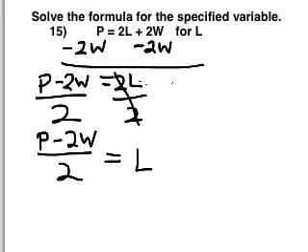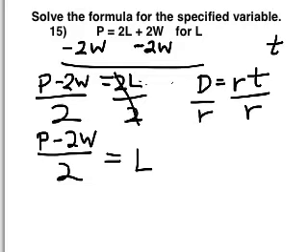Let's do something else. Let's say we have distance equals rate times time. And we'll say we were going to solve this one for t. Well, then we want to get the t alone, so we divide by r, divide by r. The r's cancel out, and we get t equals d over r.